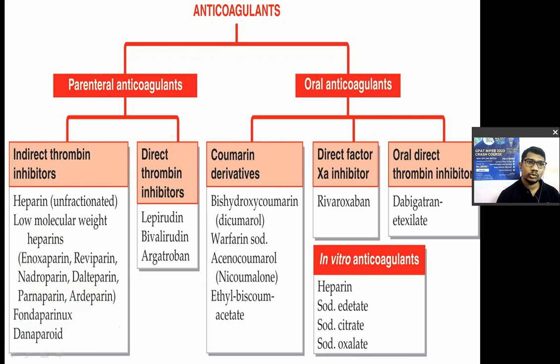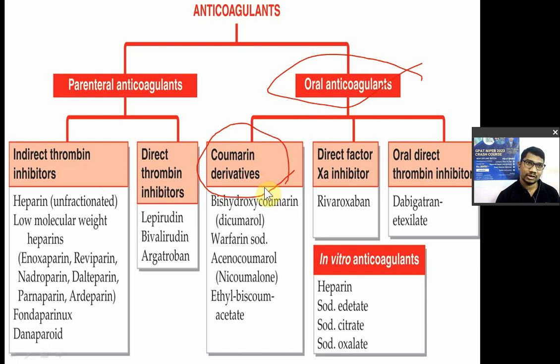Now we'll see the oral anticoagulants. These drugs are given by the oral route, and they are known as the oral anticoagulants. In this group you have three subclasses. The first one is the coumarin derivatives. They have a coumarin ring in their structure, that's why they are called coumarin derivatives.